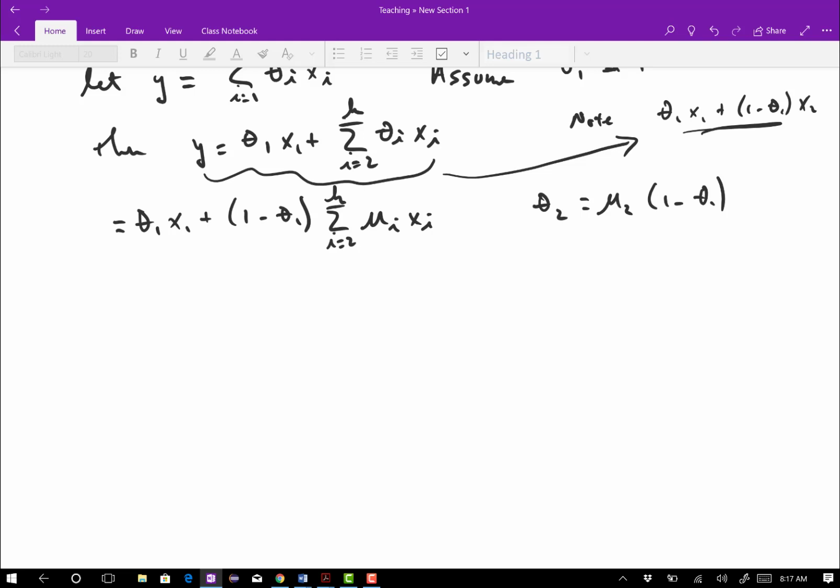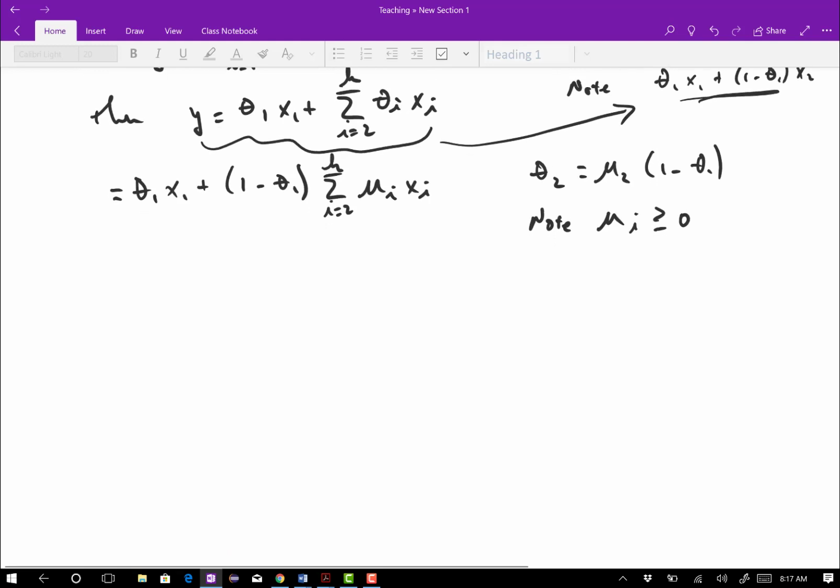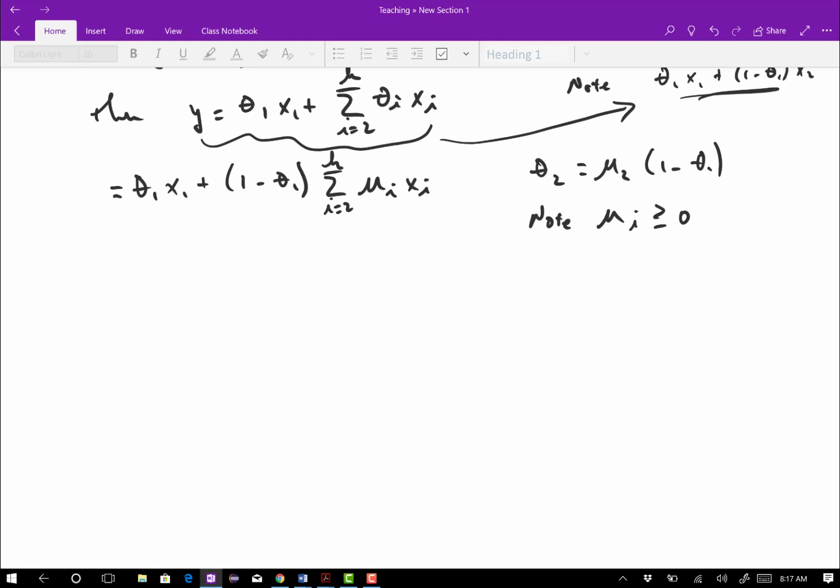And if you stare at this for a minute, you will notice that each of the mu's then has to be greater than or equal to 0, because the thetas are greater than or equal to 0, and we're factoring something positive out of them. So the mu's have to remain positive numbers. Also, we can write an expression for mu i using this expression. Mu i would be equal to theta i over 1 minus theta 1, right? So just solving this expression for mu.